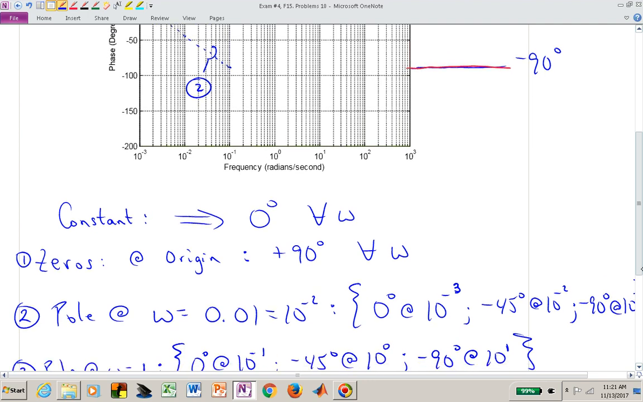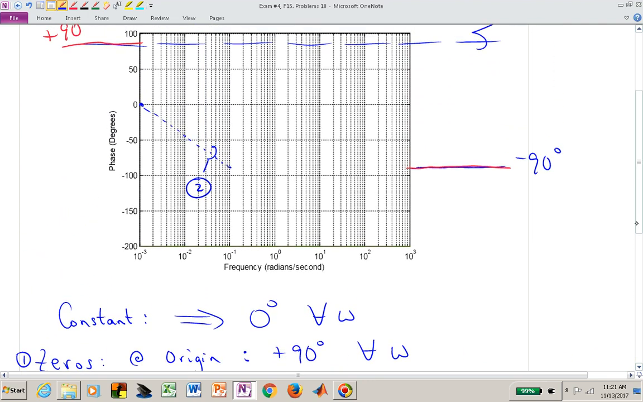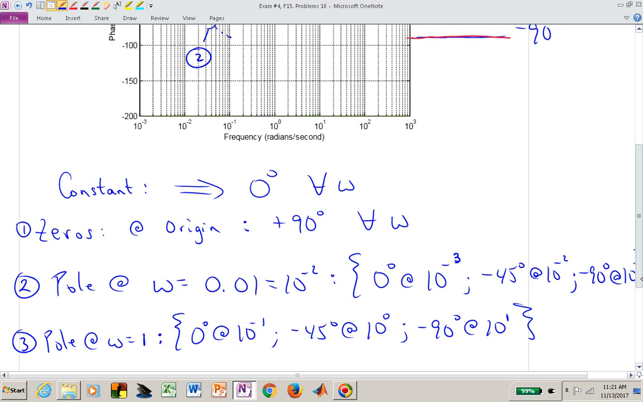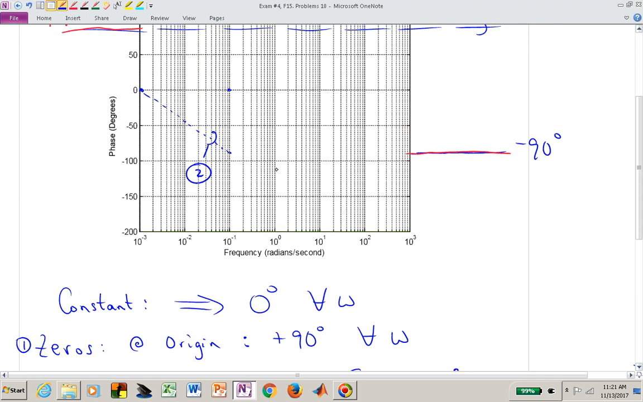And now I can sketch that. It's going to be 0 at 10 to the minus 1. It'll be minus 45 at 1. So I go to 1 and I go to minus 45. And then I go to minus 90 right there. And here is my angle slope. It's 0 degrees and minus 90 degrees before and after that slope. Hopefully that's clear. Then what's my next one?